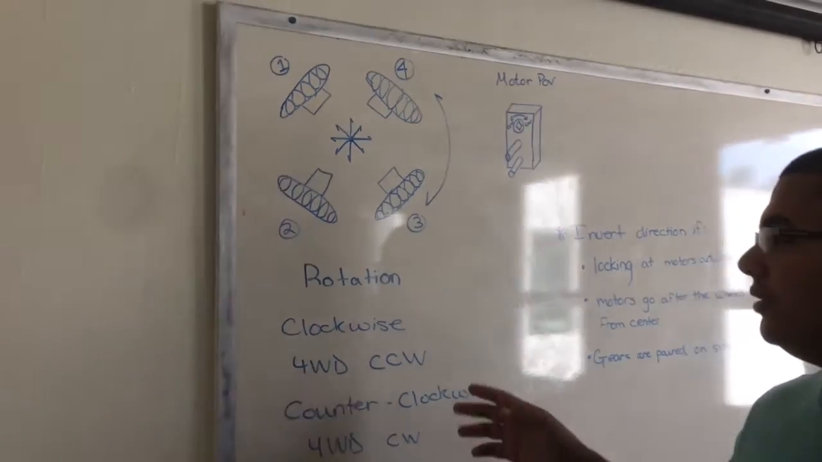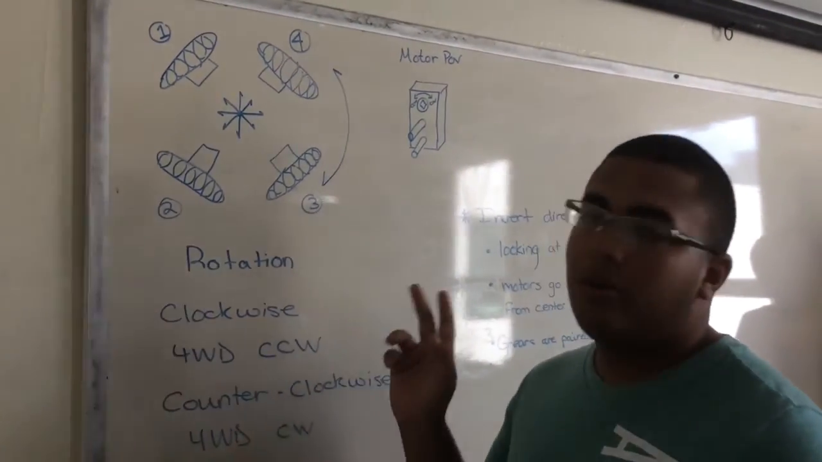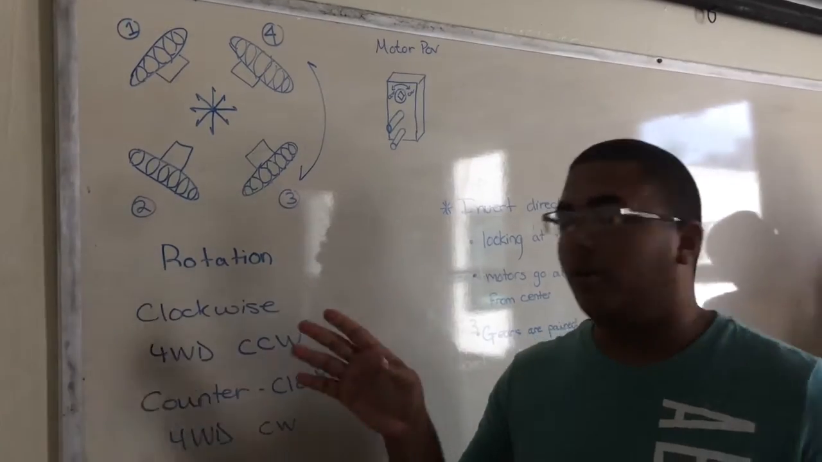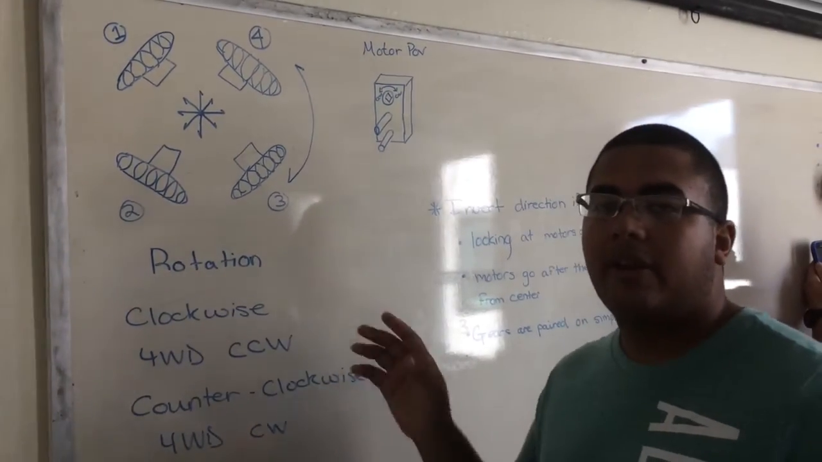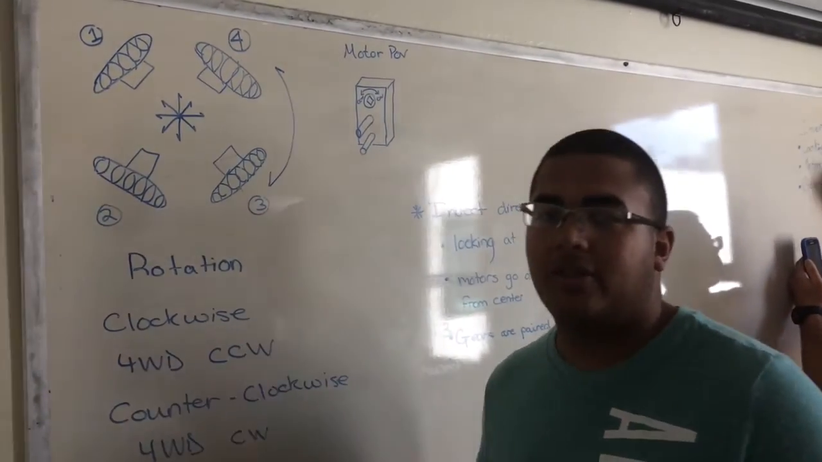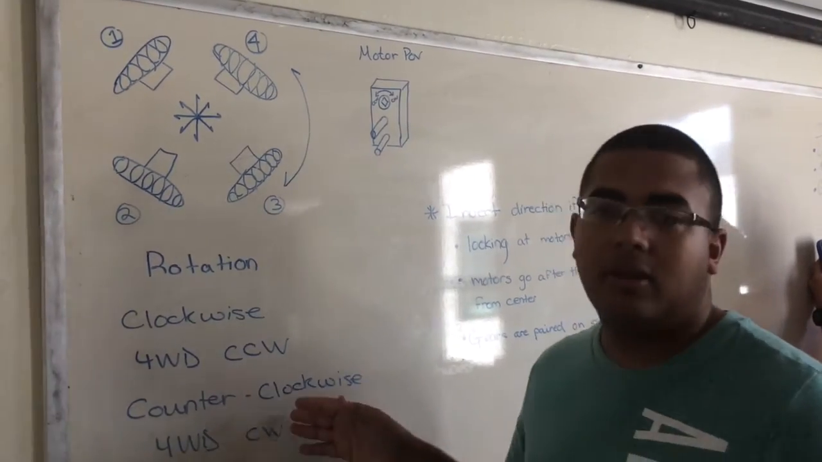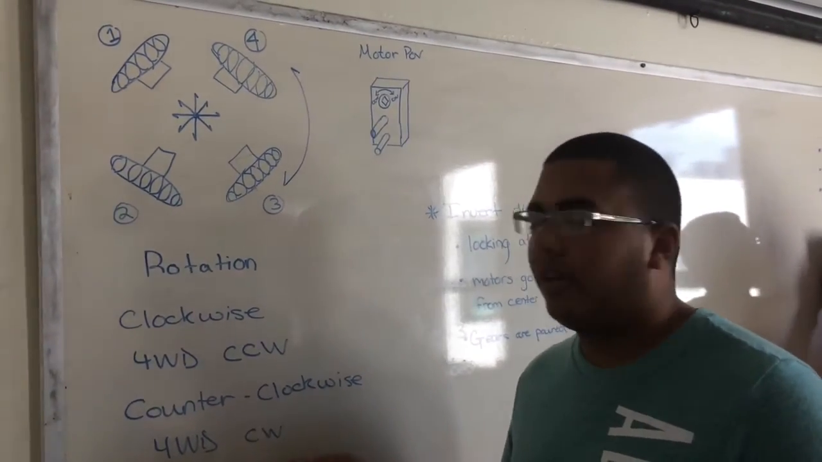The last 2 directions are the rotational movements. If we want the wheels to go in clockwise rotation, we establish the motors in the other direction, counterclockwise. And the same goes for counterclockwise. The motors are established in the opposite direction.